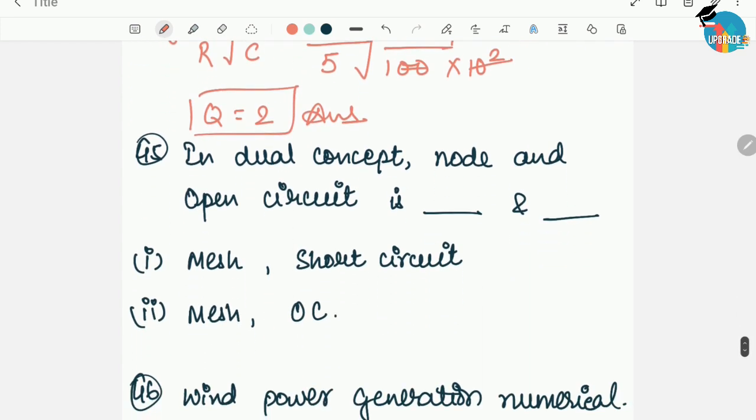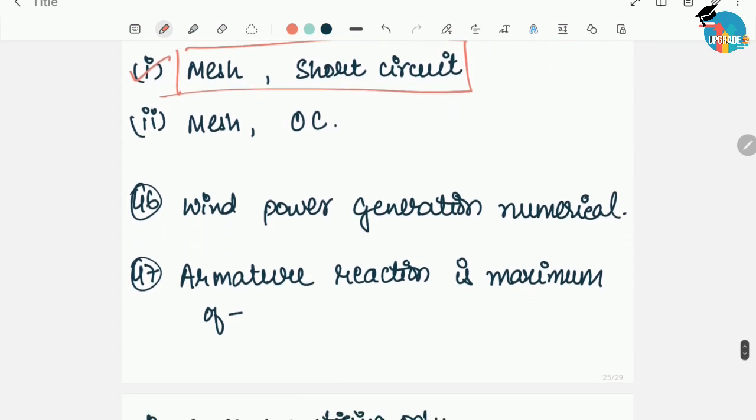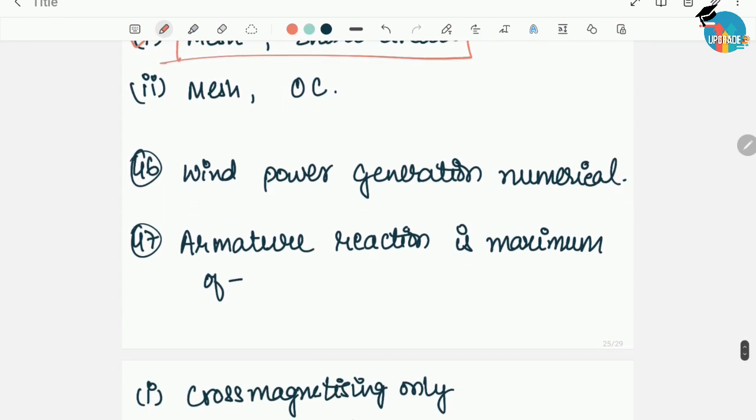Next question is, in dual concept, node and open circuit is dash and dash. In dual concept, node is always the mesh and the open circuit is the short circuit. Moving on to the next question, wind power. The question was asked related to the wind power generation. A numerical was asked related to it.